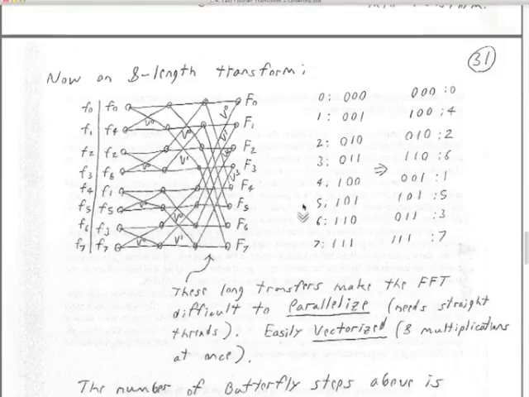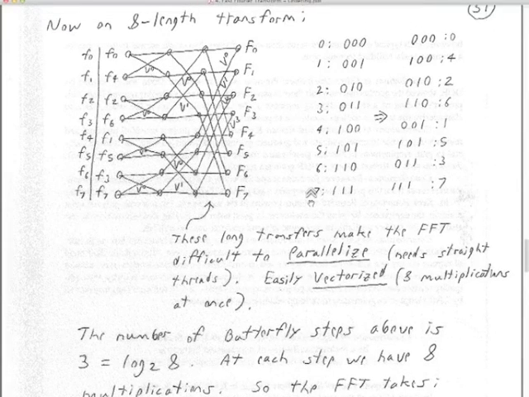Okay. So here's an 8-length transform, right? And our addresses go from 0 to 7, so we need 3 binary digits. And this just illustrates how you flip it around. Okay? F0 and then the next one is actually the fourth component, F2, F6, F1, F5, F3, F7. And you know, we could go to a 16-length transform. We'd find the same thing. Okay.